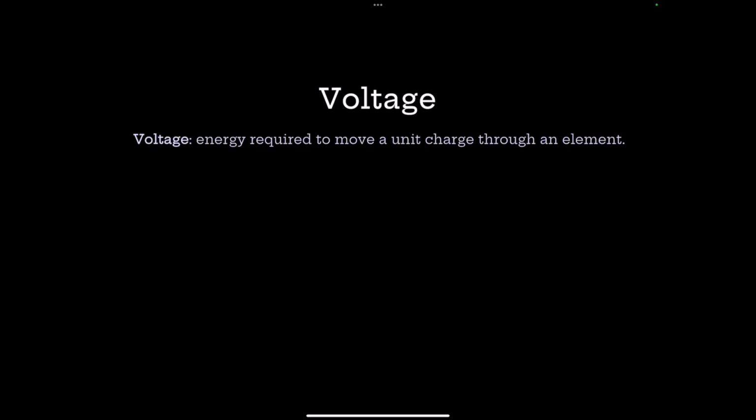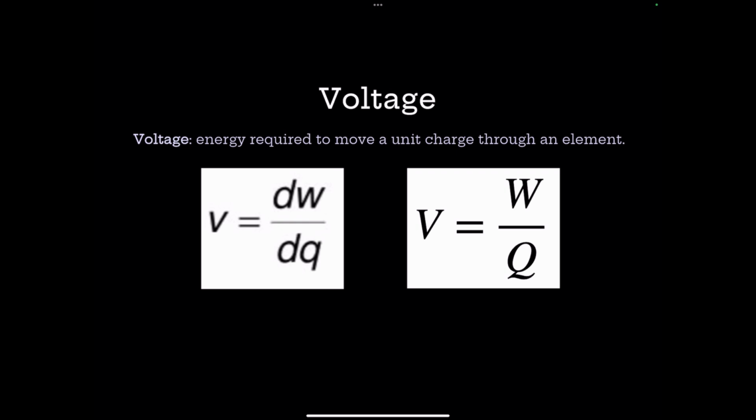Now let's go on to formally define what voltage is. Voltage, formally, is the energy required to move a unit charge through an element. And it is measured in volts, which is joules per coulomb. Energy, or work, is measured in joules. And charge, represented by Q, is measured in coulombs.